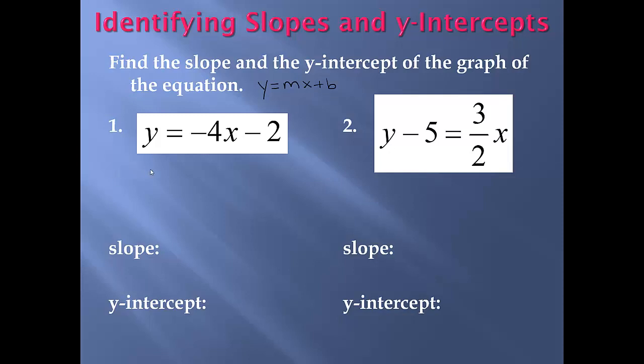So for number 1, we have y equals negative 4x minus 2. This equation is in slope-intercept form, so we can go ahead and identify the slope and the y-intercept. The m in our equation is negative 4, so that's the slope. And then our y-intercept would be plus b. We have minus 2, so that means our y-intercept is negative 2.